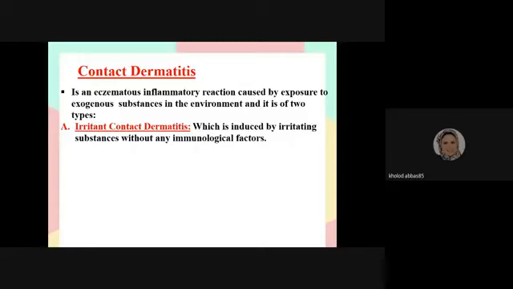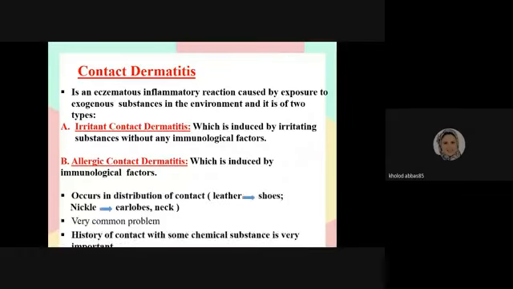It is of two types. Usually irritant contact dermatitis, which is induced by irritant substance without causing any immunological factor. If I don't have an immunological process, but only irritation. Allergic contact dermatitis, here there is an exogenous factor causing an immunological reaction, causing an allergy.